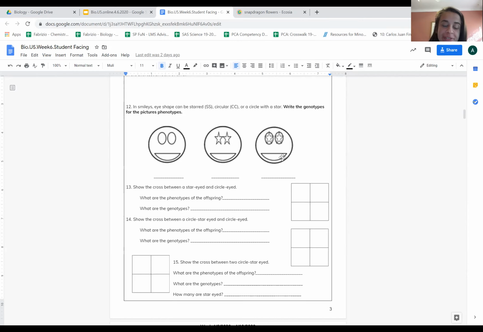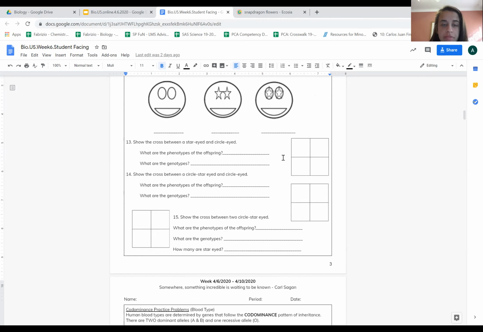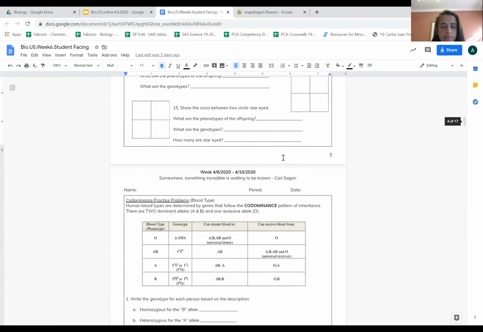Welcome back. So you should have completed numbers 12 through 15 on page 3 of your packet. So good job. Again, we are going to be going over these in office hours tomorrow, on Tuesday, April 7th. And I'm also going to post the answers to these on Google Classroom at the end of the week, on Friday, April 10th.